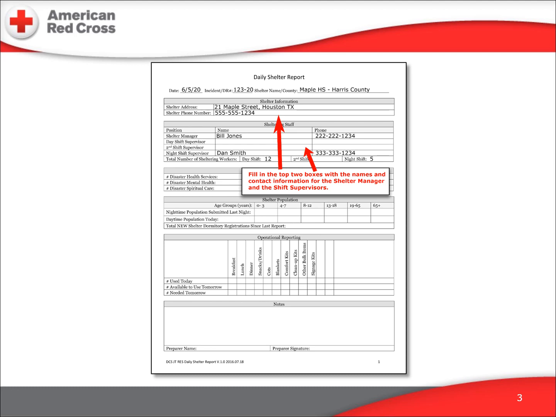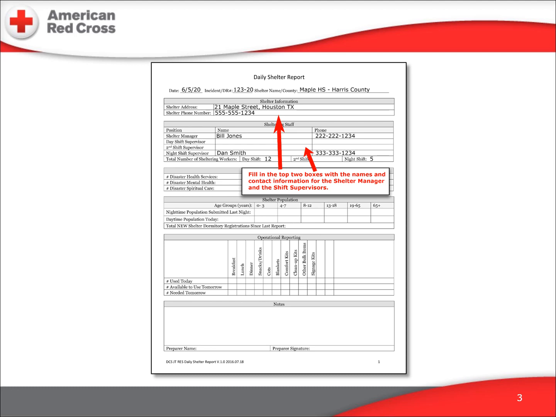The second box, shelter staff, starts with the names and contact numbers of the shelter manager and the assigned supervisors. We almost always work on 2 shifts a day, 12 hours each, a day shift and a night shift. But a DRO may have specific reasons for implementing a schedule of 3 shifts of 8 hours each, and this form accommodates that possibility. If you're on a 2-shift schedule, enter the manager's information, the day supervisor's information if one is assigned, and the night supervisor's information.